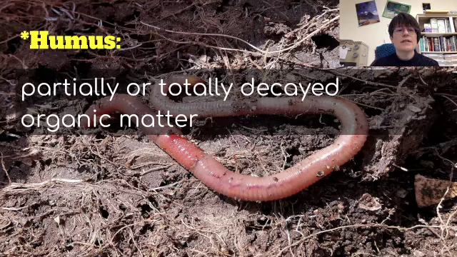In soil, there is humus. And humus is partially or totally decayed organic material. And worms are very important for making humus. And you can see in this soil, there are plant roots and plant remains and all that are decaying and will enrich this soil in this area.